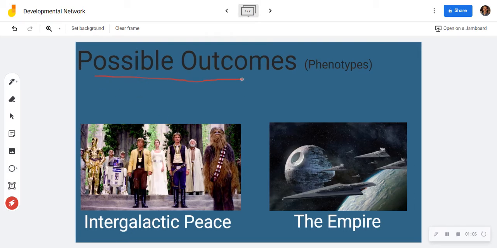So our possible outcomes represent phenotypes. So if Darth Vader is defeated, intergalactic peace will follow. If Darth Vader is not defeated, the Empire will follow.